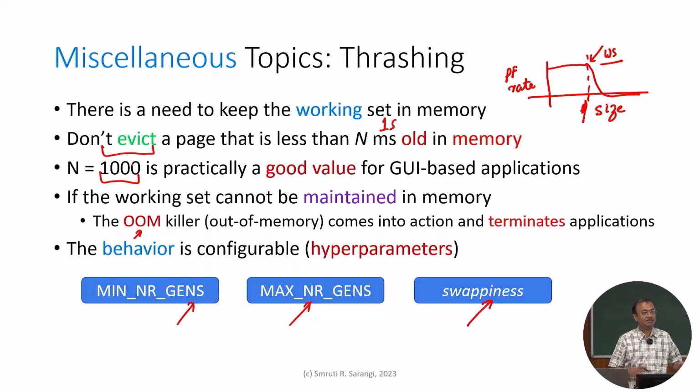So the main idea for any Linux engineer is to figure out the workload and on the basis of that set these parameters, such that you do not observe thrashing, you do not observe a lot of slowdown and things still work.